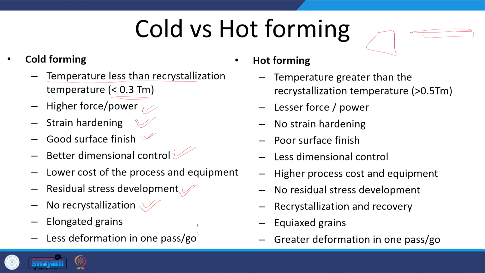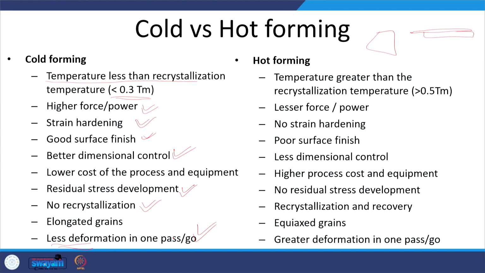And the last point is that less deformation is possible in one pass, or in one go, during cold forming, because the metal shows higher yield strength and lower ductility at low room temperature. Therefore, relatively less plastic deformation, less reduction or less change in dimensions is possible at room temperature during cold forming as compared to hot forming.